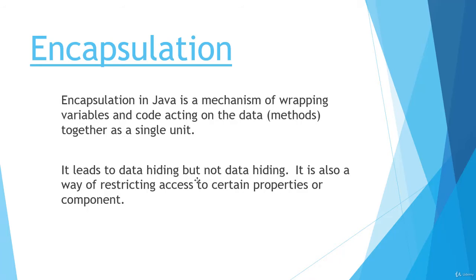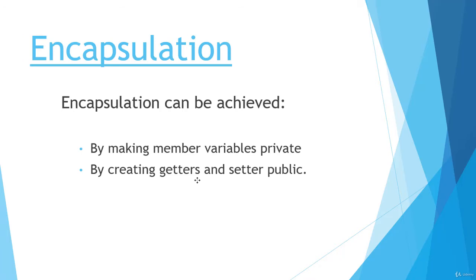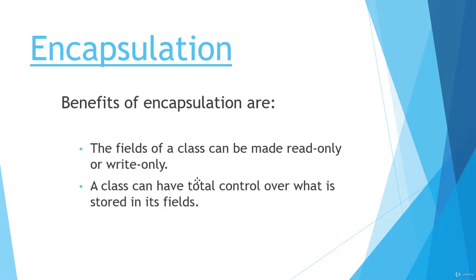Now data hiding means that we make our members private so that no one can access them. So encapsulation can be achieved by making member variables private and by creating getters and setters public, so that we can access the values of the member variables that we have made private. Now what are the benefits of encapsulation? With encapsulation, the fields of the class can be made read-only or write-only. How we can do that, we will discuss in NetBeans. And a class has total control over what is stored in its fields. These are the two benefits of encapsulation.